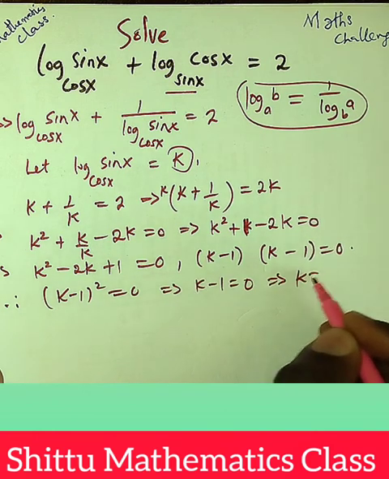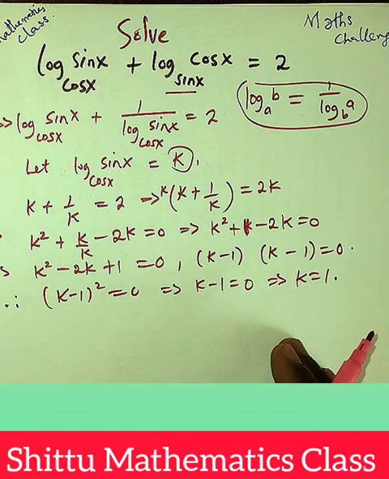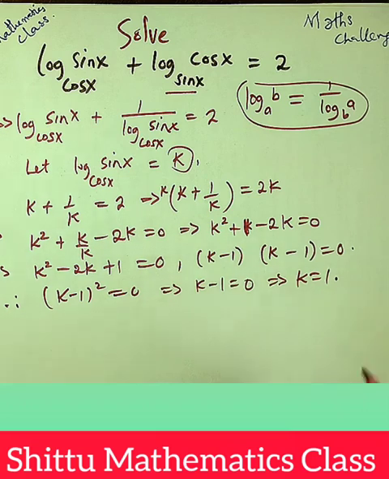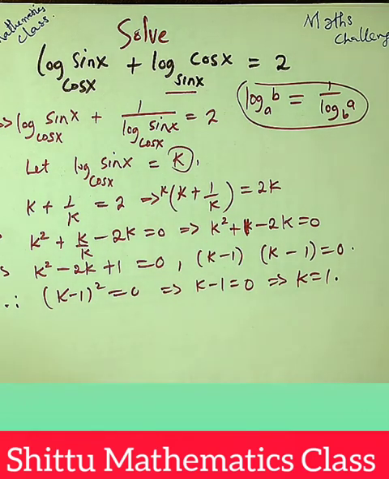Then we have k equals what? We have k equals 1. So since k equals 1, don't forget that we are actually not looking for k. What we are looking for is x, that is our variable.